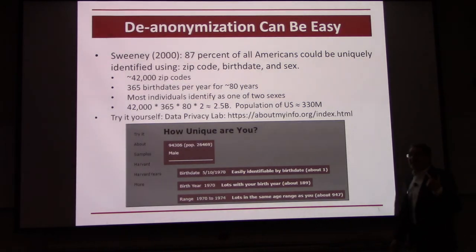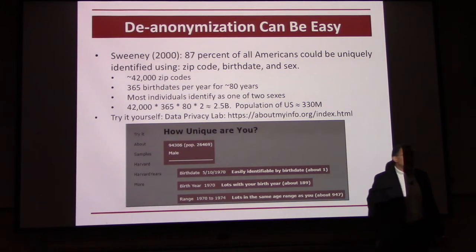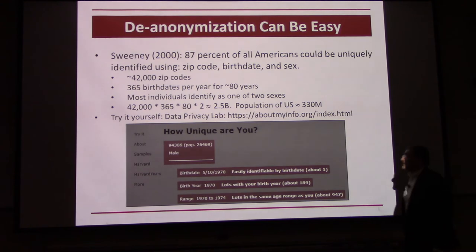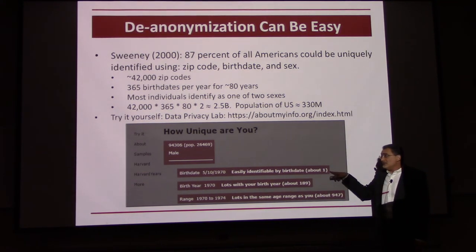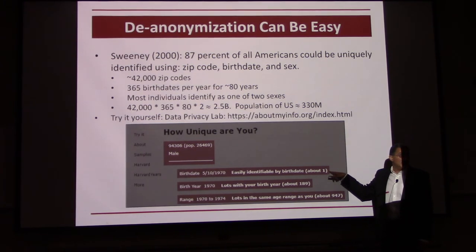87% of people do. And as a matter of fact, there's a website where you can see if this applies to you. So you go ahead and you type in your zip code, your gender, and your birthday, and it turns out I'm actually uniquely identified by those three things. You probably are too. And so you can try it out.